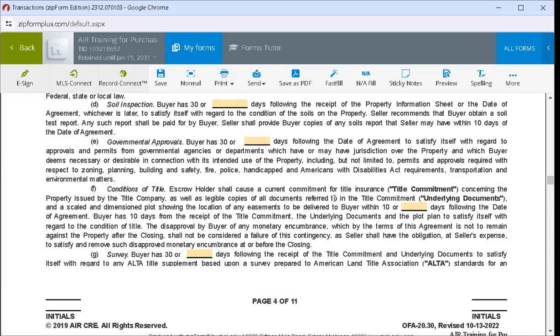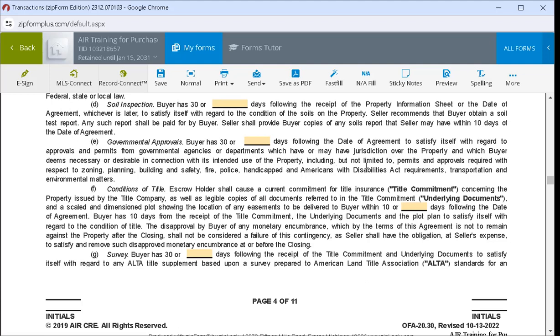Conditions of title. Now we're going to spend a little time on this. Conditions of title. So escrow holder shall cause a current commitment for title insurance, and it says title commitment. It does not say a preliminary title report. It means exactly what it says. It is a title commitment concerning the property.